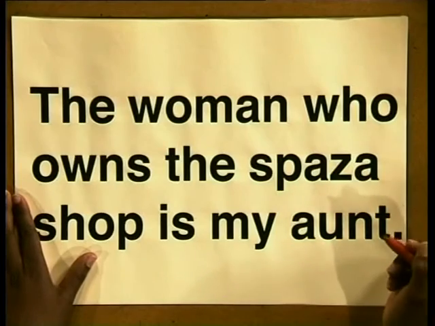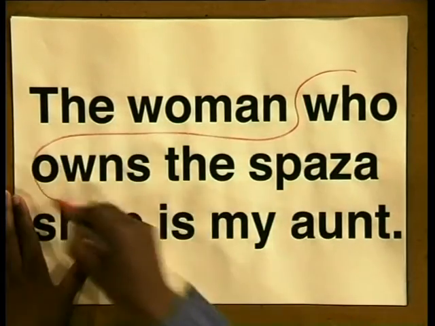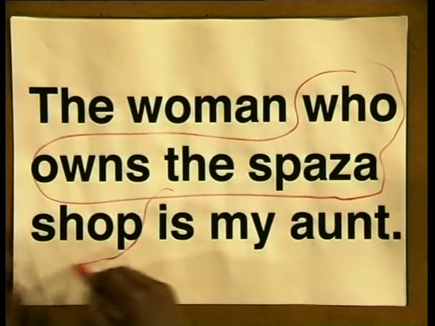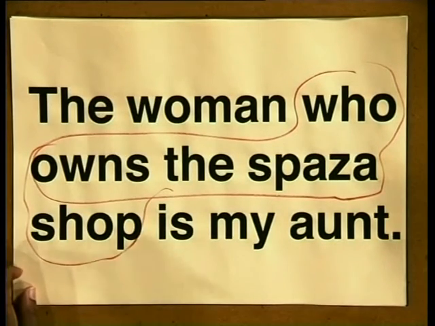You can say, the woman is my aunt. This is the main clause because it conveys the main idea of the sentence. It contains a subject and has a finite verb, and it can stand on its own and still make sense. It's a simple sentence. But in our example, extra information has been added, and that's what makes it a complex sentence. This extra information, who owns the spaza shop, is the subordinate clause.